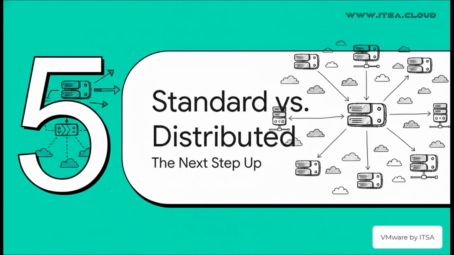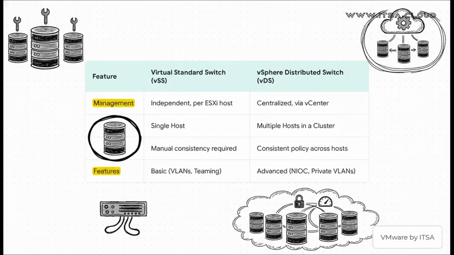To really understand its place in the world, we need to compare it to its bigger, more powerful sibling, the distributed switch. And this table really lays it all out. With the VSS, the management is totally independent. You configure the switch on host A, and then you have to go do it all again on host B. The distributed switch, or VDS, is managed centrally through vCenter. You set it up once, and that policy applies everywhere.